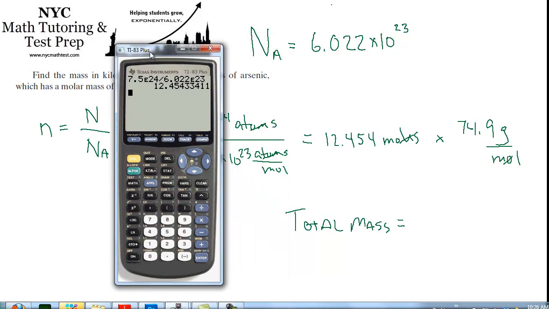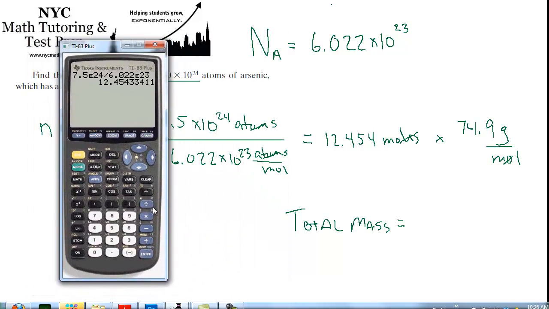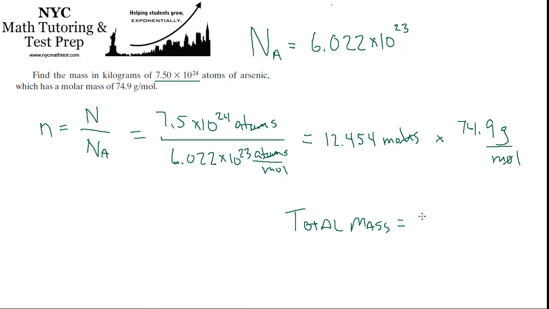So we got our 12.45. We're now multiplying by 74.9. We get 932.8 grams total. Or if you want it in kilograms, you could say that's 0.93 kilograms of arsenic. That's all.